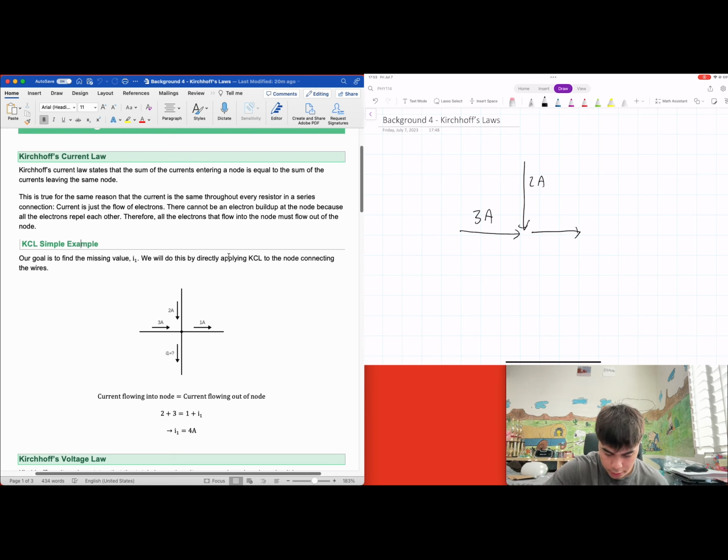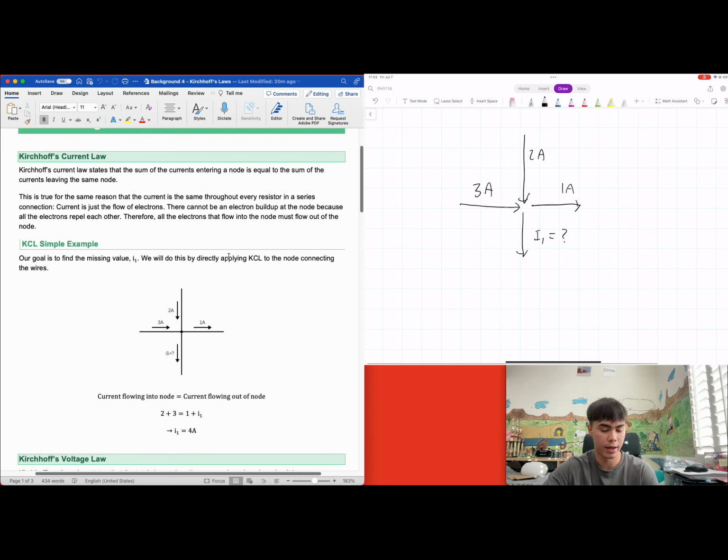Just for this example, we have 2 amps flowing downward, 3 amps flowing to the right, 1 amp flowing out to the right, and it asks how many amps of current is leaving the junction from the bottom branch, and we can find that using Kirchhoff's current law.